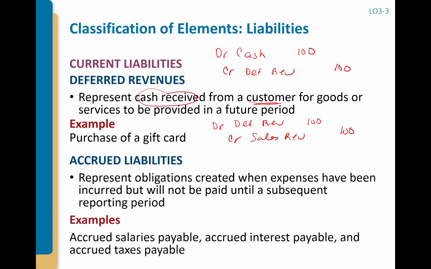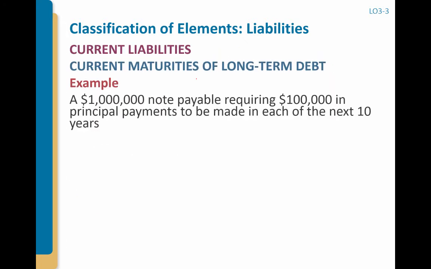Accrued liabilities, though, now are when it's an obligation, so it's still something that the company owes. And here your expenses have been incurred, and remember, we record expenses when incurred, but they're not paid yet. So the issue here: in deferred revenues, you get cash. In accrued liabilities, you basically have to pay the cash. So in this case would be maybe your accrued salaries, accrued interest, taxes.